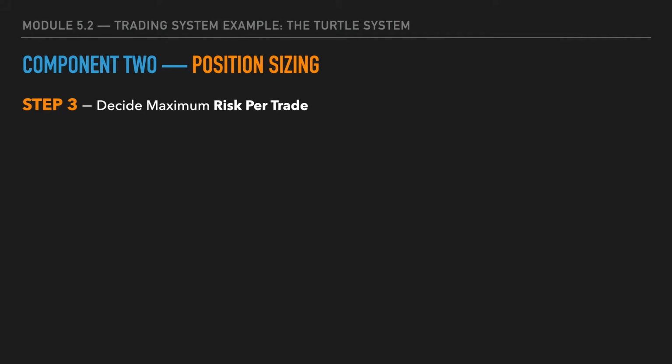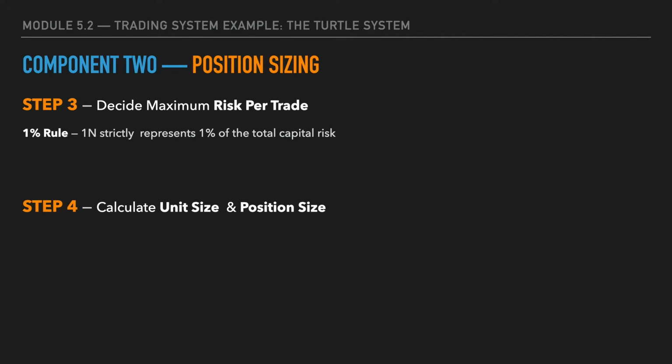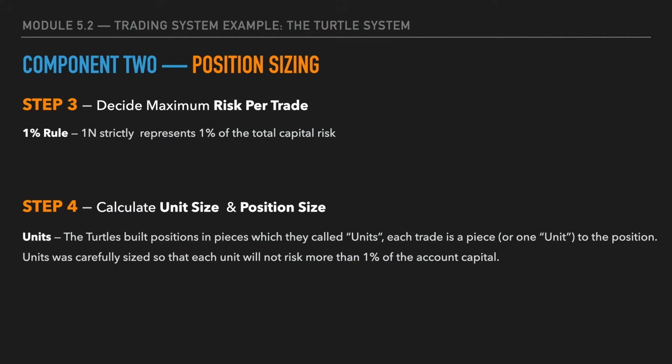Step 3 is to decide the maximum risk per trade. Here's the 1% rule that the Turtle system adopted. 1N strictly represents 1% of the total capital at risk. Step 4 is to calculate the unit size, and from the unit size to determine the position size. The Turtles built positions in pieces, which they called units. Each trade is a piece, or 1 unit, of the entire position.